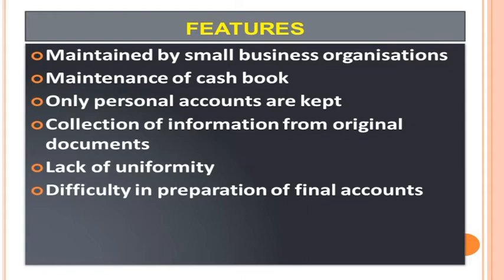So collection of information from original documents, lack of uniformity. So there are no rules and regulations. There is no system to be maintained. That's why we cannot find uniformity. Difficulty in preparation of final accounts. Just now I told, okay? In this single entry system, we cannot prepare the trading profit and loss account because all ledgers are not prepared, as well as the trial balance is also not able to be prepared. That's why we cannot prepare the final accounts.